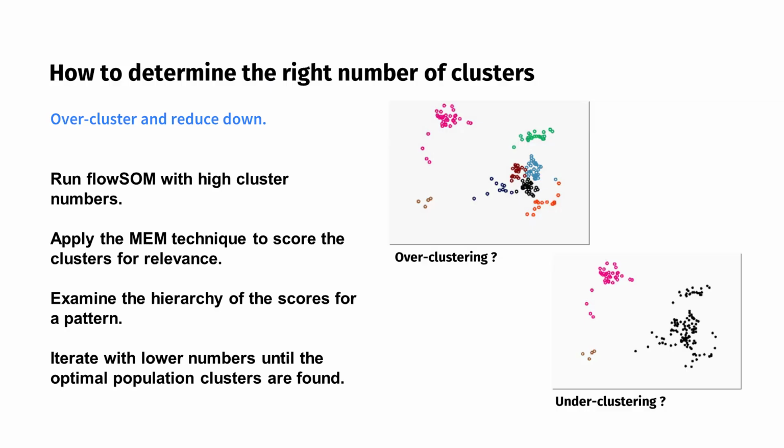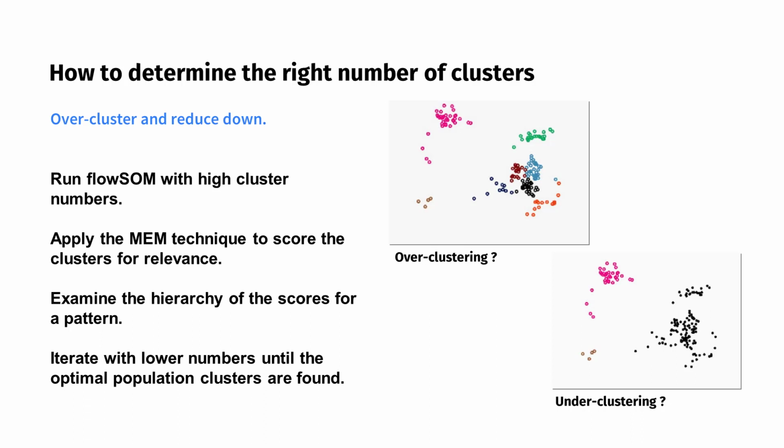Determining the number of clusters is an art, but it doesn't have to be guesswork. There are structured methods that can help check if you have the right number of clusters. The method we recommend uses flowSOM combined with a statistical calculation called MEM. It will score the clusters according to how relevant they are to their marker groups.